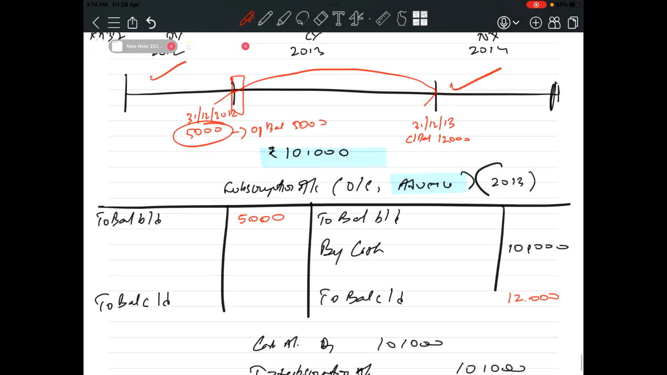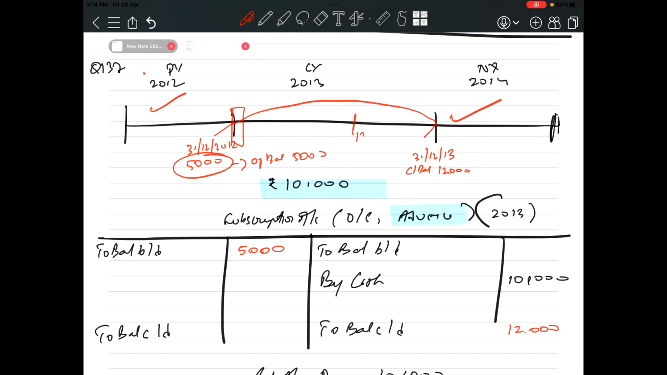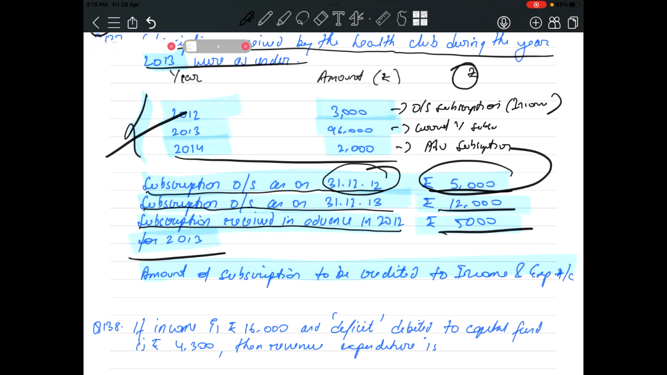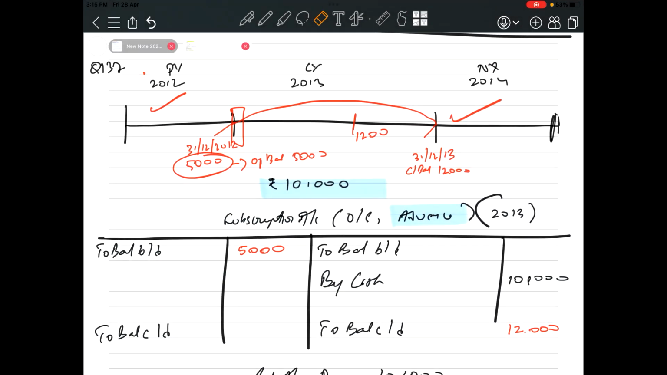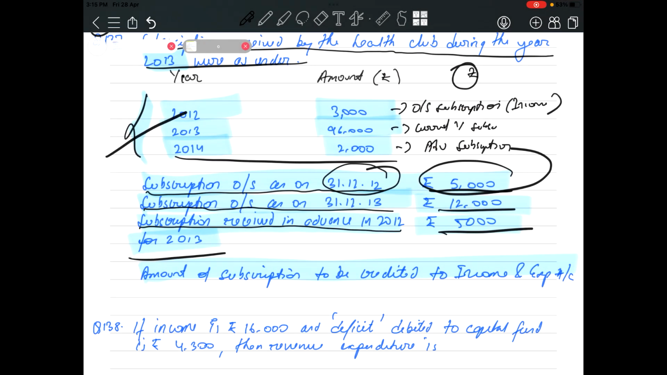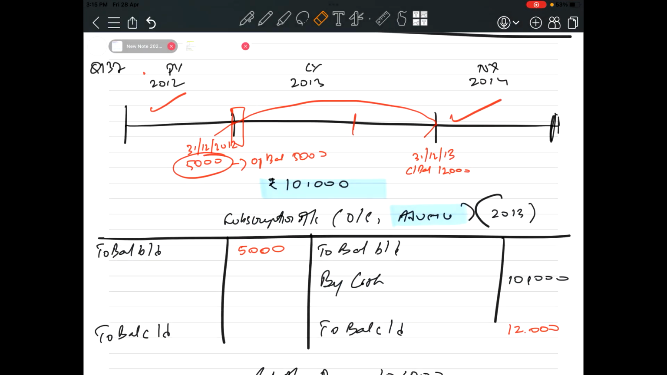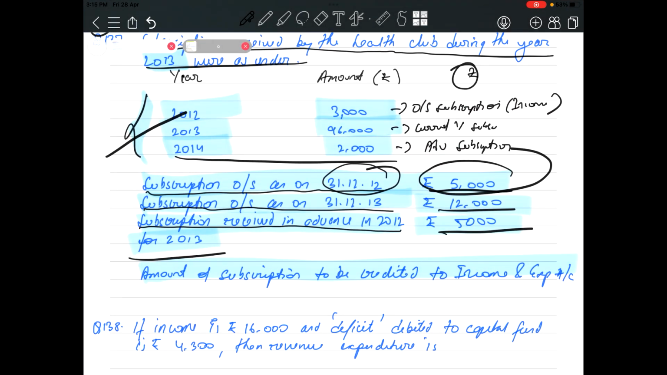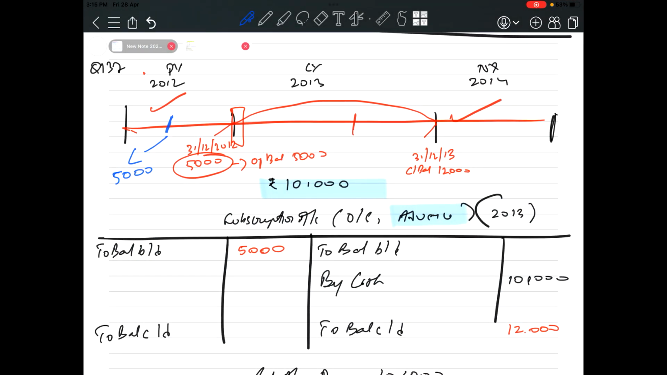Okay, now see, we have received subscription in advance in 2012 for 2013. Now at this point, in 2012 we have received advance subscription of 5,000. Now this advance is for the current year. This will be the income of the current year, but we have received it in the previous year. So the closing balance is 5,000.